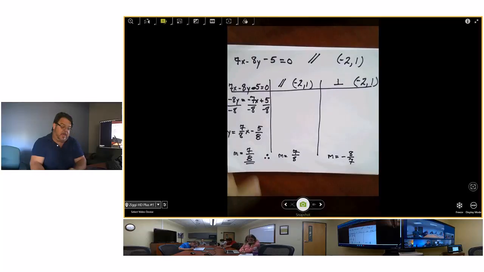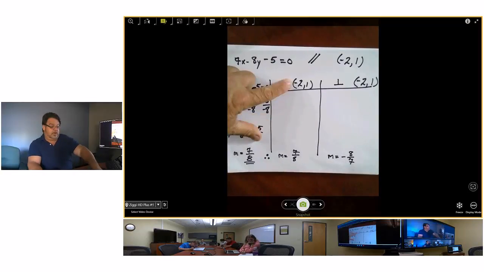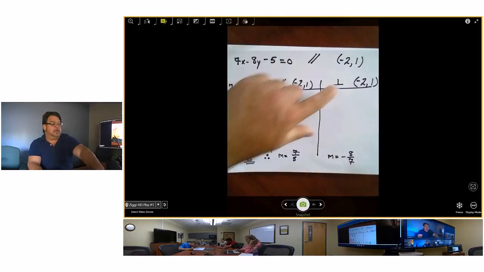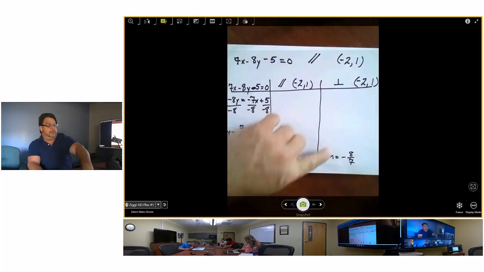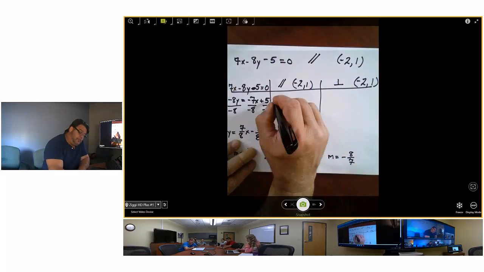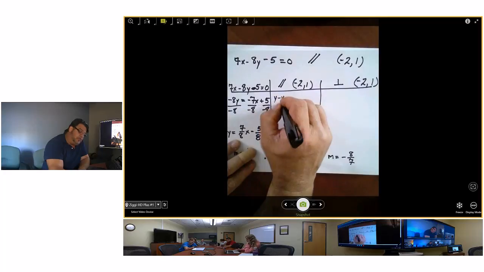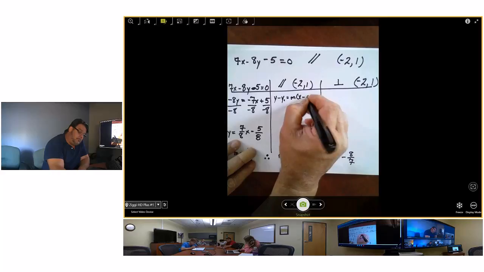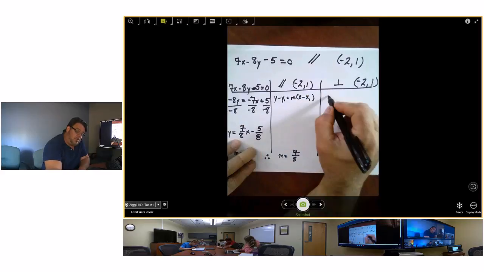What do you have on this side? You've got a point and a what? Slope. What do you have on this side? A point and a what? Slope. Now you use the what? Point-slope equation. That's good. All right, y'all can finish it.